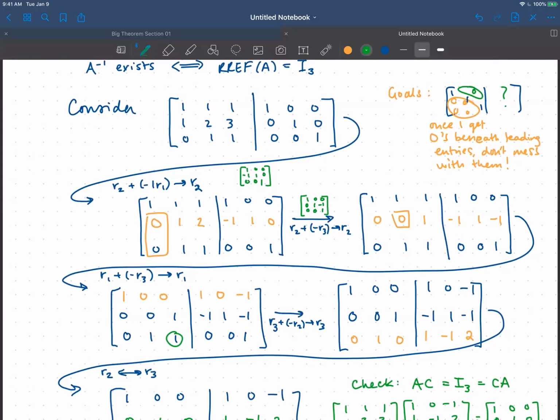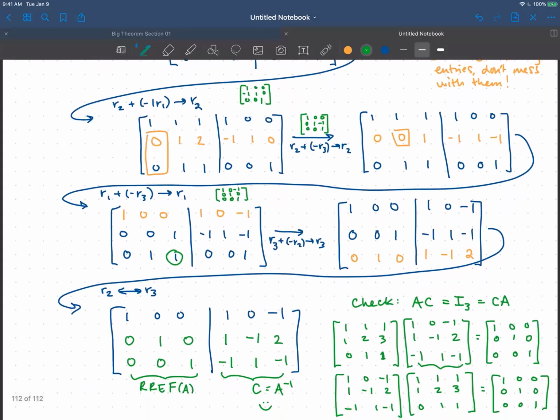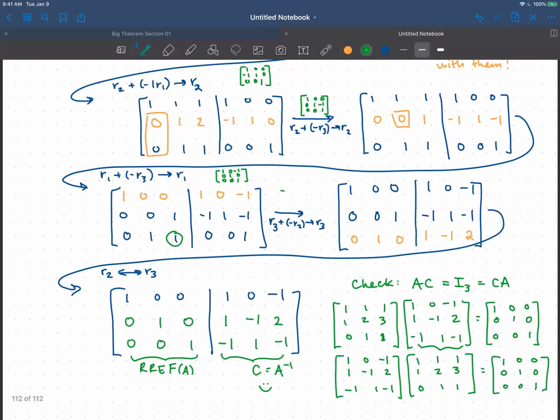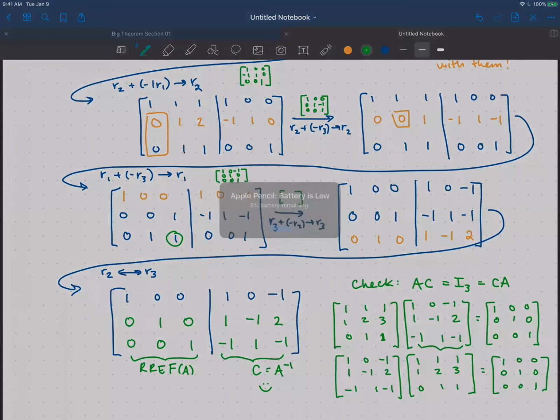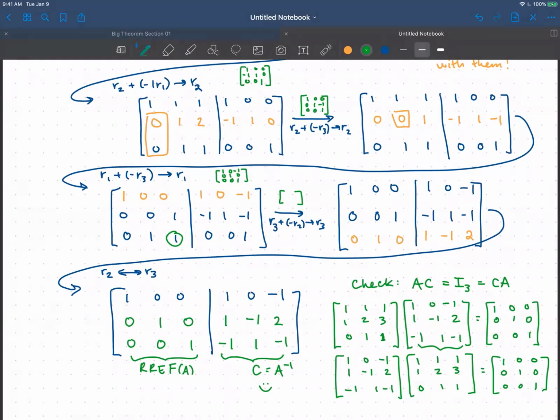For the third row operation, I'm subtracting row 3 from row 1. So I'm going to get 1, 0, negative 1, 0, 1, 0, 0, 0, 1. That's my elementary matrix there. Row 3 minus row 2. Okay, we're getting a bunch of stuff here.